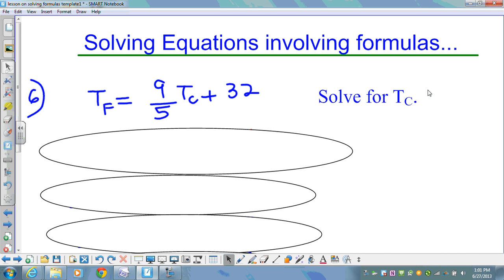T sub C, of course, represents the temperature in Celsius, and T sub F, the temperature in Fahrenheit degrees. And for this question, we need to solve for T sub C.